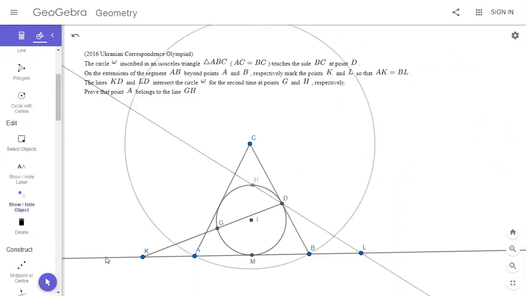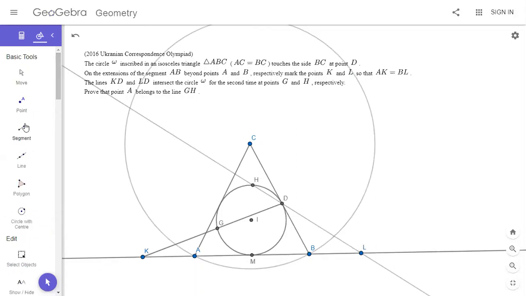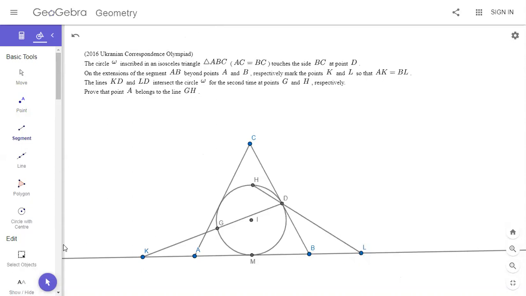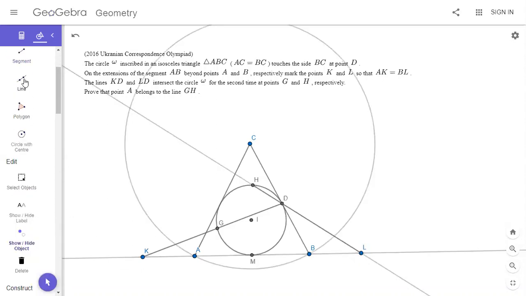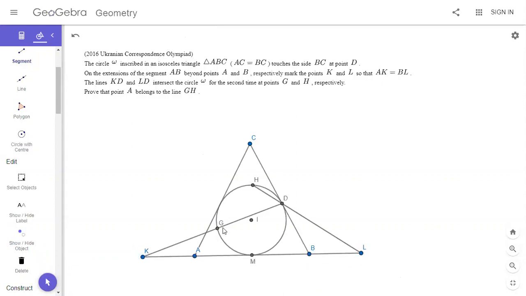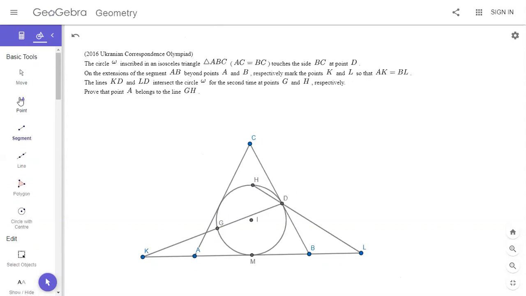So I'm going to hide all this extra stuff. So we want to show GH, AC intersect the circle. Okay. So we want to show G, H, E, and M are harmonic. Yeah. So we want to show that's a harmonic quadrilateral.